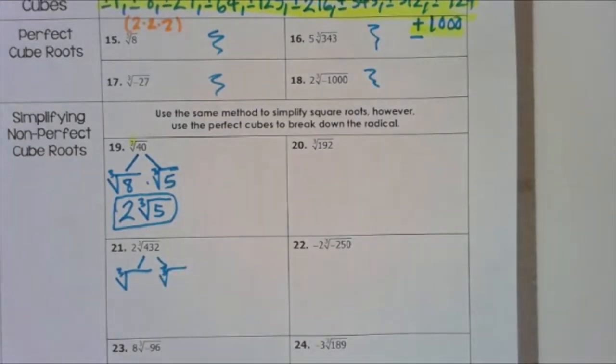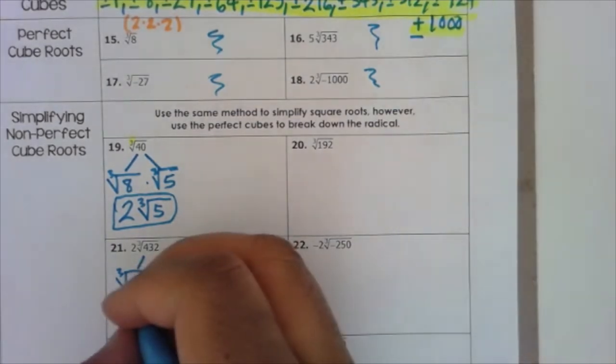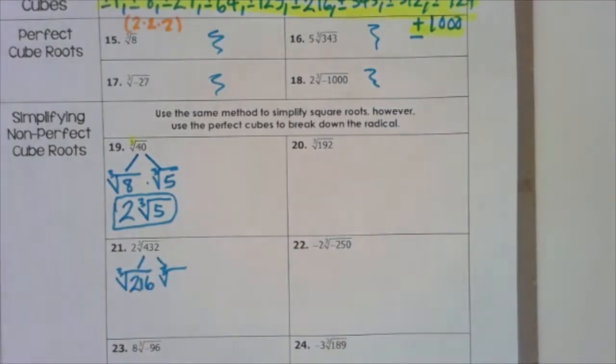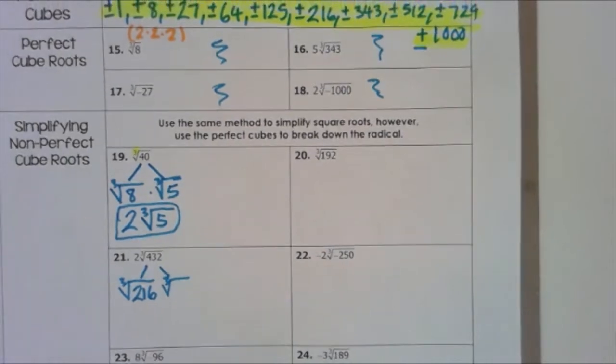and if I look at the biggest perfect cube that's going to go into 432, well, that's going to be 216. Now, be careful. You want to make sure you choose the biggest one, not just the first one that you find here. So you might have to do a little bit of trial and error with this whole process. So do keep that in mind.